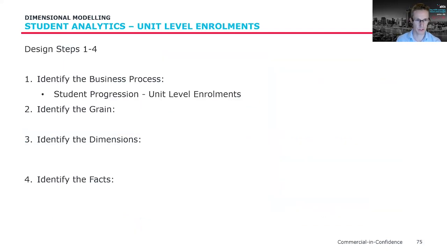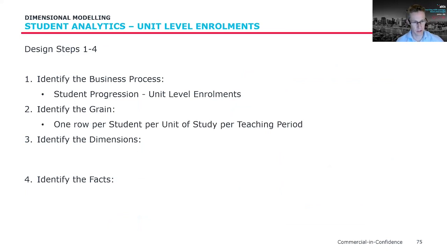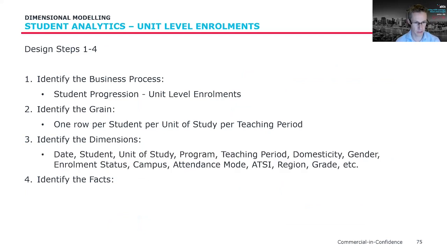The next one I want to move on to is unit level enrollments with our student progression business process. So the green here would be 1 row per student per unit of study per teaching period. Some of the dimensions we'd be interested in here is wanting to know who the student was, what unit of study they're enrolled in, what program that unit of study belongs to, the teaching period that unit was being taken in, what was their enrollment status, what their grade was.